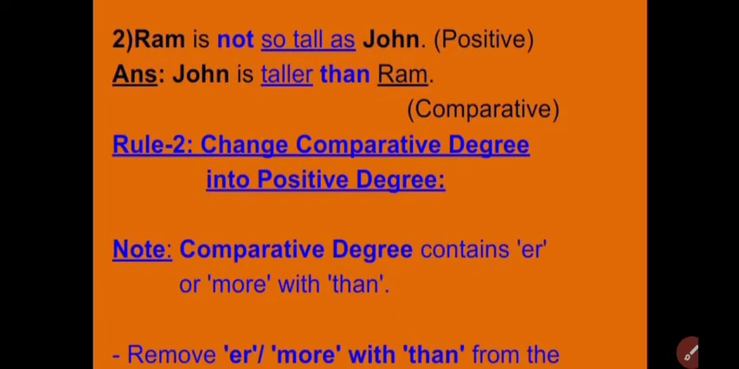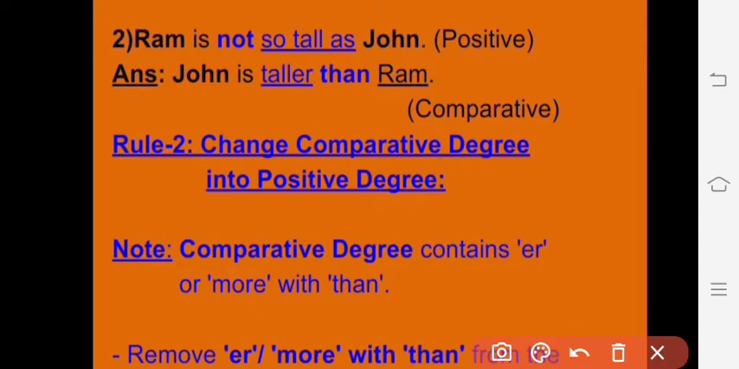Second example, it is given in negative formation. So you have to remove no and not in converting to the comparative degree. Ram is not so tall as John. Here "so as" also shows positive degree. So while you convert into comparative, take care, Ram and John both are nouns. Interchange the place of the nouns, and you should remove no and not.